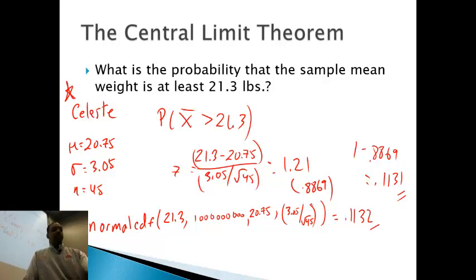Okay, the question was raised earlier, which answer will Stats Portal take? As long as it has plus or minus 0.0001, these answers are within 1/10,000th of each other, so we're good either way. Okay, so 0.1132 is correct, 0.1131 is fine also. Red star, Celeste.